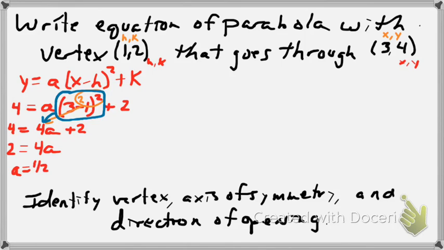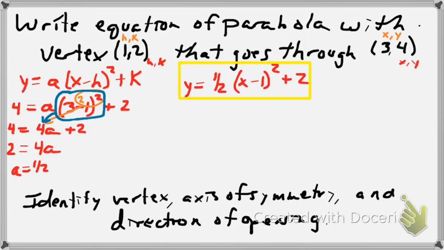Now that I have a, I'm going to take my a and my vertex, and I'm going to write an equation where x and y are variables, but a, h, and k are numbers. So y equals 1/2 times x minus 1 squared plus 2. The a comes from here, and the h and the k come from here. That's the answer for our purposes in here. We're not going to do the bottom stuff. We'll let Trig do that.